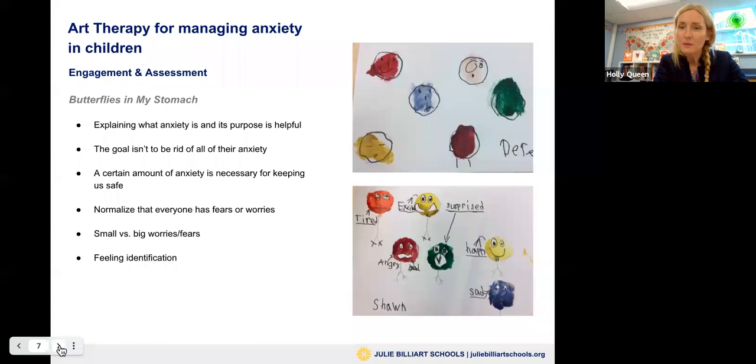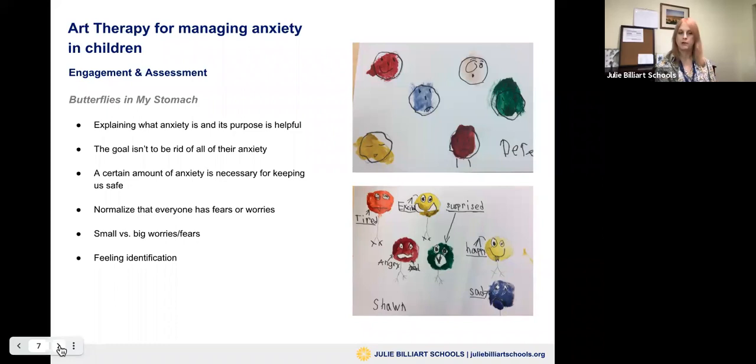Sure. So this is just an example of feeling identification. And of course, this being done with young children, this is one of the younger grades, just having them create emojis or pick a color that they felt identified a certain feeling or emotion, and then drawing an emoji face to describe that. And we go into a lot about color, because color affects everyone differently, and some people more than others.